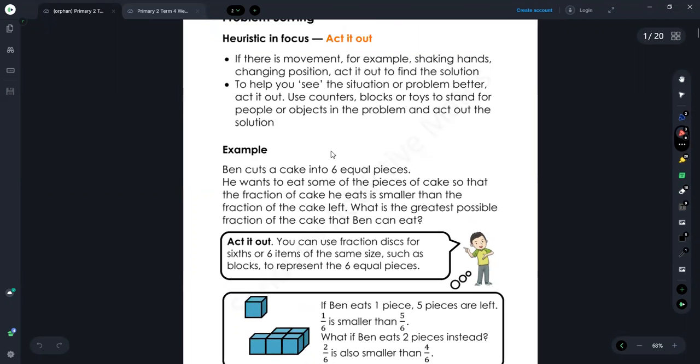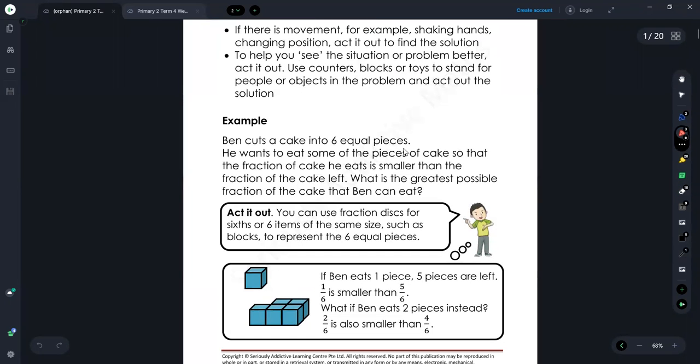So for example, let's take a look at this question. Ben cuts the cake into 6 equal pieces. He wants to eat some of the pieces of cake so that the fraction of cake he eats is smaller than the fraction of the cake left. What is the greatest possible fraction of the cake that Ben can eat? So get students to understand the question first. And then if they have a difficult time understanding, they can start drawing.